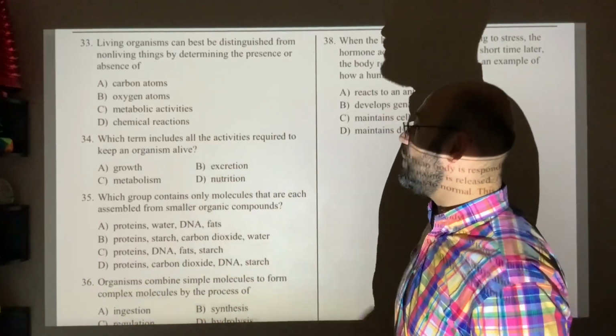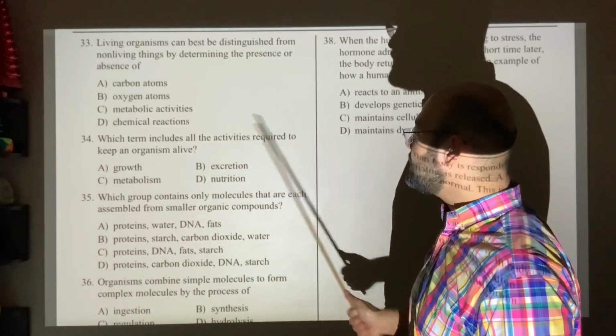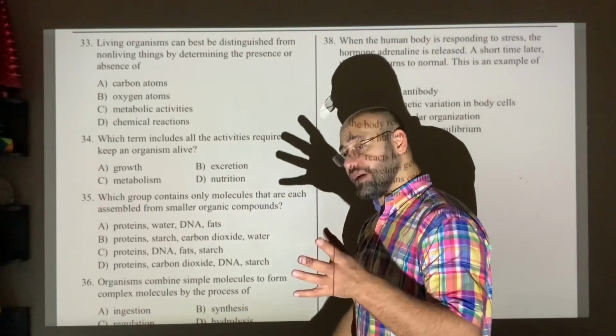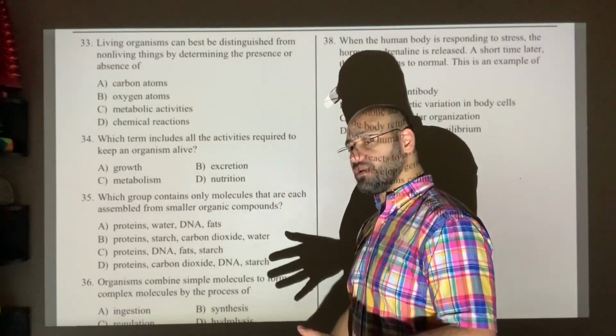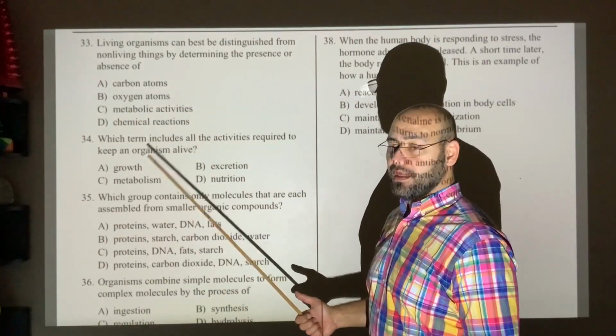Moving on, 34. Which term includes all the activities required to keep an organism alive? You have to paraphrase. Make sure you interpret this question correctly. Make it simple.